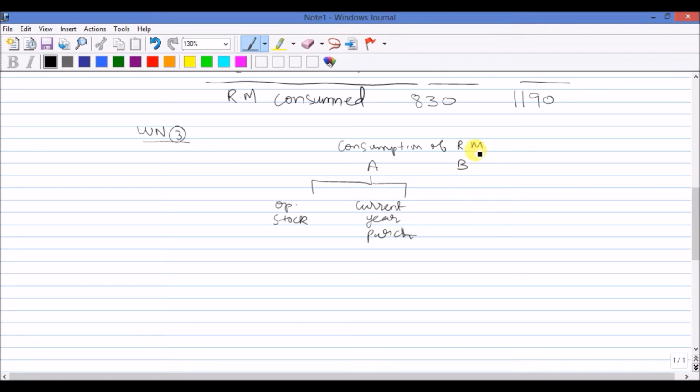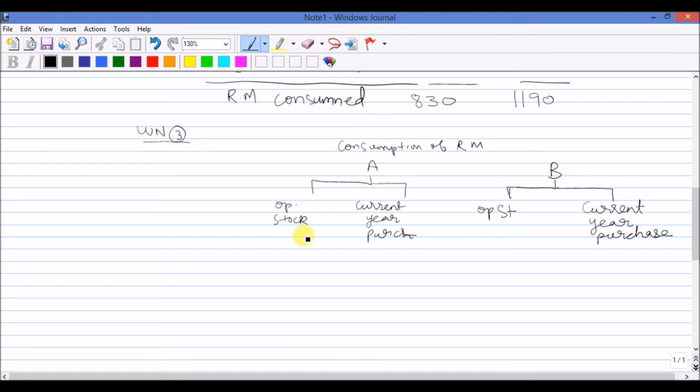So similarly for B, I am writing it further away. B is going to have two parts. One is the opening stock, and then we have the current year purchase.